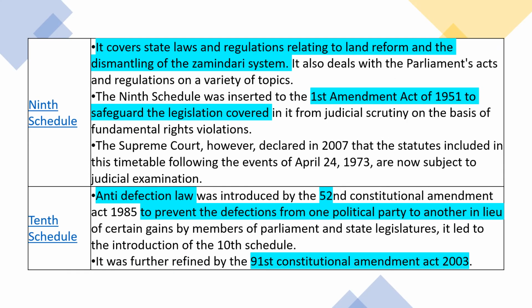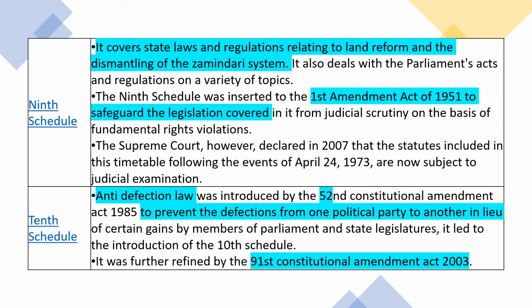9th Schedule. It covers state laws and regulations relating to land reform and the dismantling of the zamindari system. It also deals with Parliament's acts and regulations on a variety of topics. The 9th Schedule was inserted by the First Amendment Act of 1951 to safeguard the legislation covered in it from judicial scrutiny on the basis of fundamental right violation. The Supreme Court, however, declared in 2007 that laws included following April 24, 1973 are now subject to judicial examination.